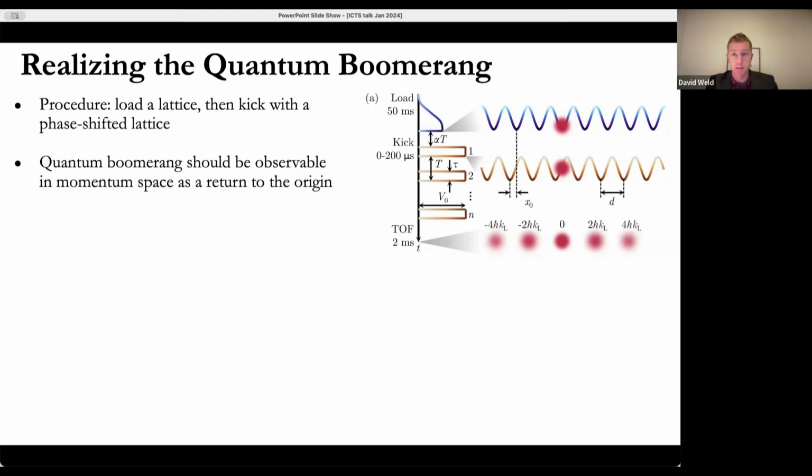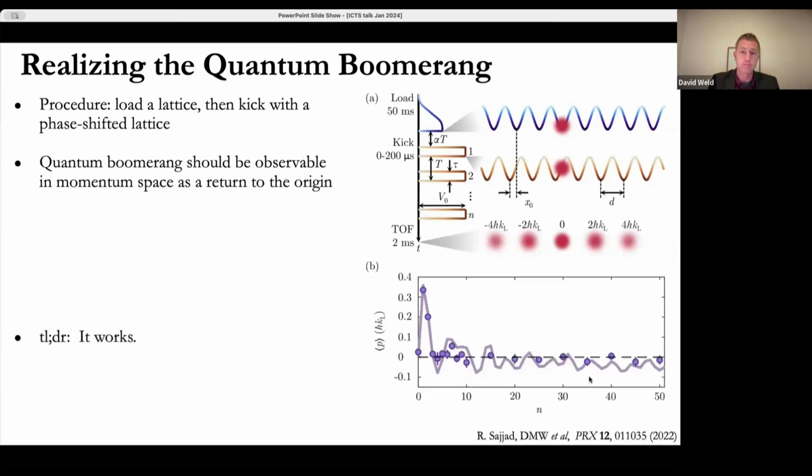So what you would expect to see if the quantum boomerang effect indeed occurs is that if you observe the dynamics of the center of mass of the wave packet in momentum space as a function of time, then it should depart from the origin, come back, and settle at the origin at late times. So without further ado, this is indeed what happens if you do this experiment and you tune things up right.